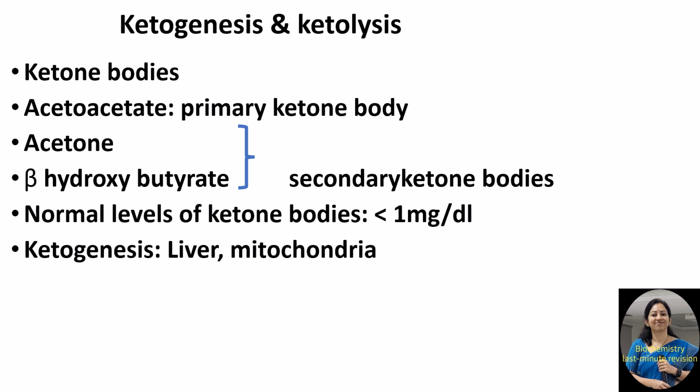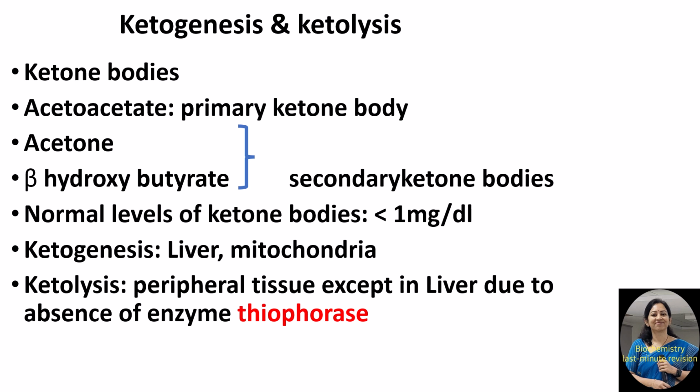Now, ketogenesis, the synthesis of ketone bodies, mainly occurs in the liver, and especially the cell organelle involved is the mitochondria. Ketolysis mainly occurs in peripheral tissues and does not occur in the liver. So this usually is asked as an MCQ. In all the peripheral tissues, ketolysis occurs except in the liver, due to the absence of the enzyme.